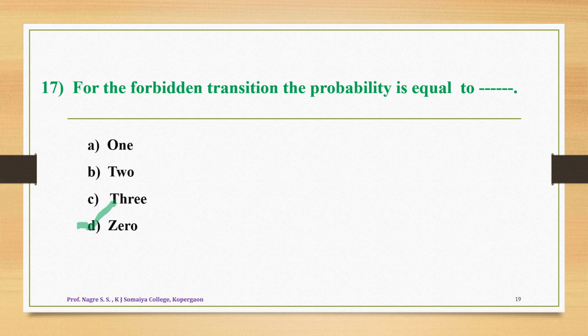So the transition for which probability is equal to 0 is called the forbidden transition, while those transitions for which this value is non-zero are called the allowed transition.